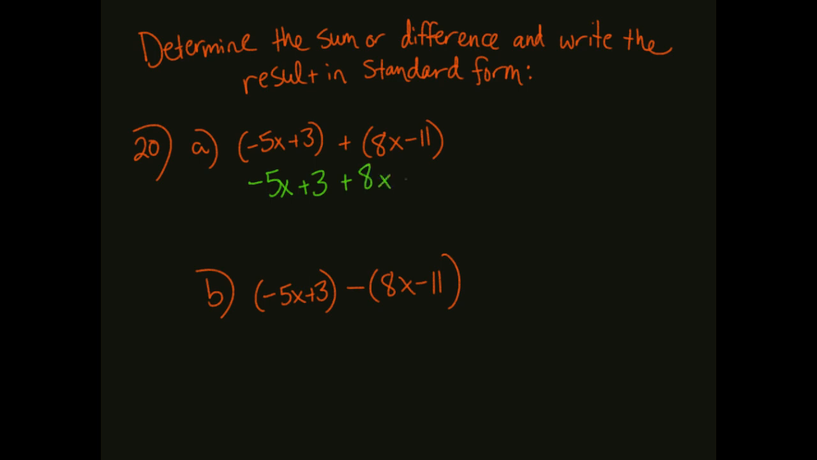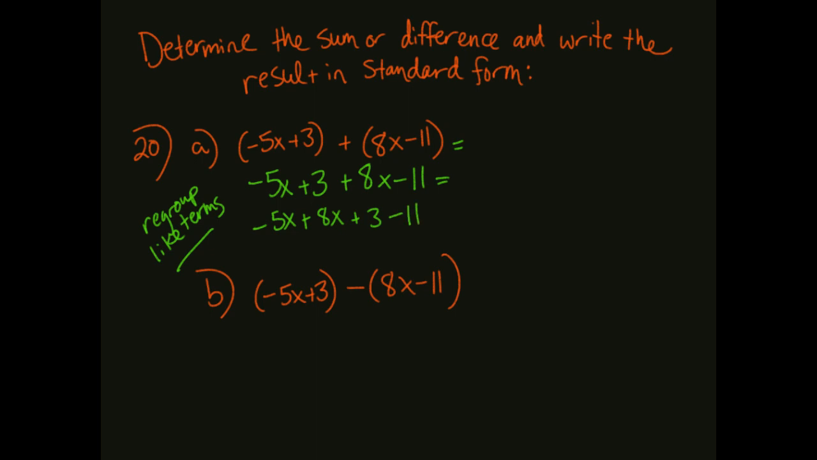So it's just 8x minus 11. Now what I would say is you want to regroup and then get like terms together. And you guys have done this before, but we're just making it official. So I'm going to put the negative 5x plus 8x. I should put an equal sign. And I've got plus 3 minus 11.